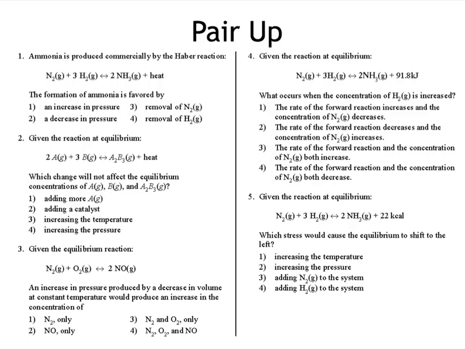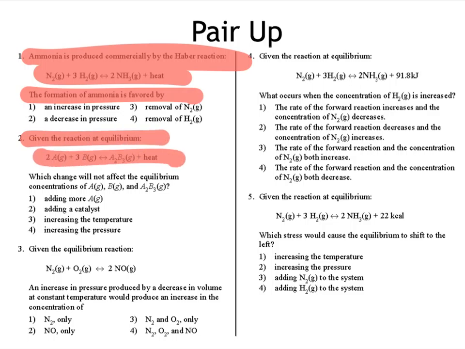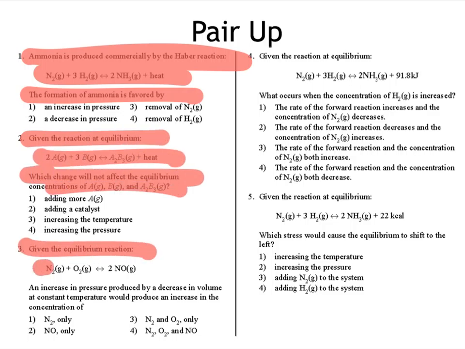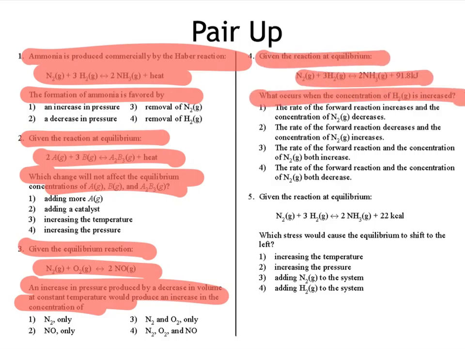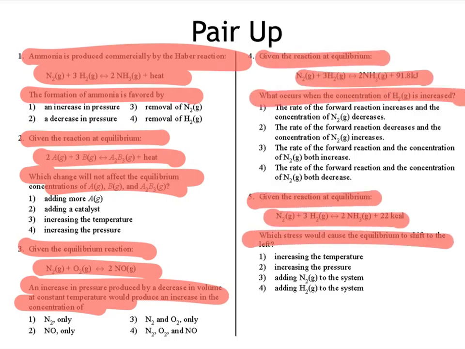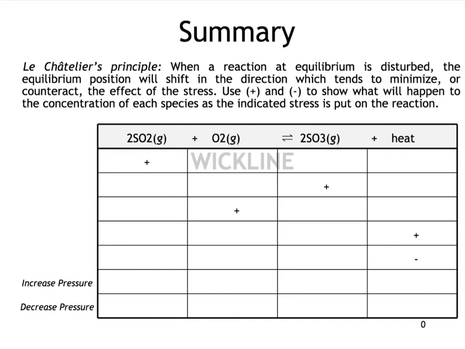And with that, we've reached our pair up. Please copy down the questions and the equations. So maybe what's highlighted. And you can leave the answer choices off. We'll do those in class. Here's your summary. Copy down this grand table, which we will work on in class tomorrow.